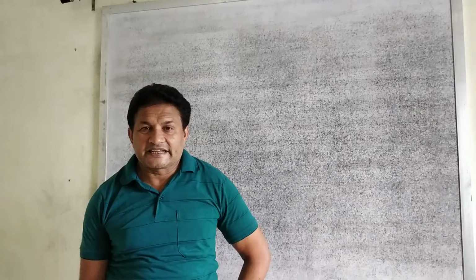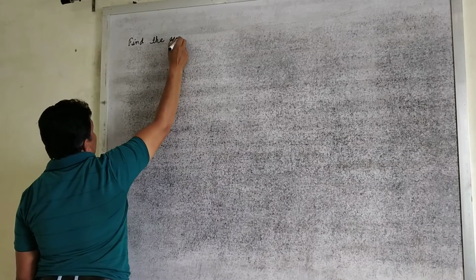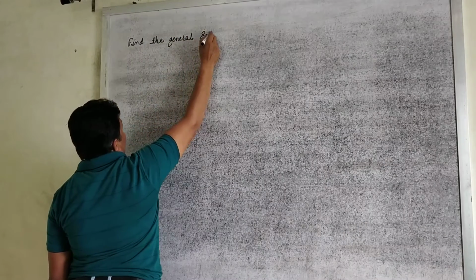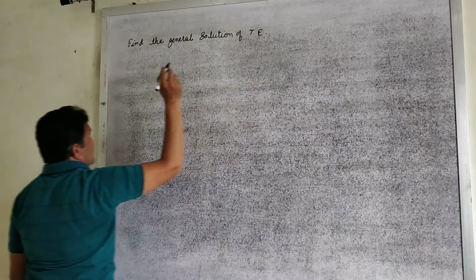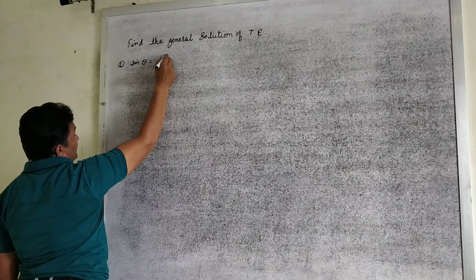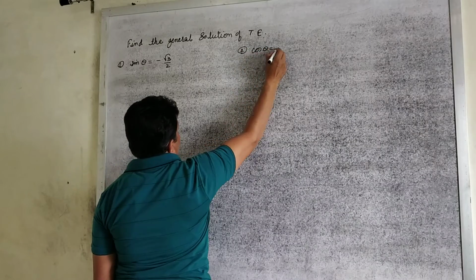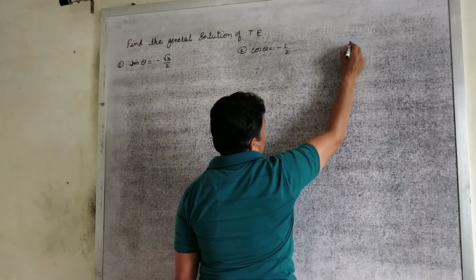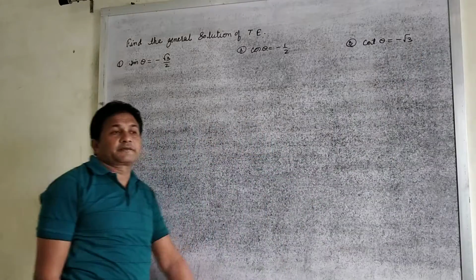Today we are taking some examples to find the general solution of trigonometric functions. Now the question is, find the general solution of the trigonometric equations. First question, sin theta is equal to minus root 3 by 2. Second question, cos theta is equal to minus 1 by 2. And third question, cot theta equal to minus root 3.